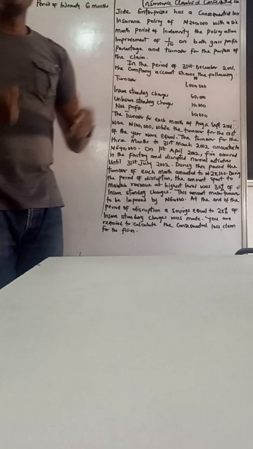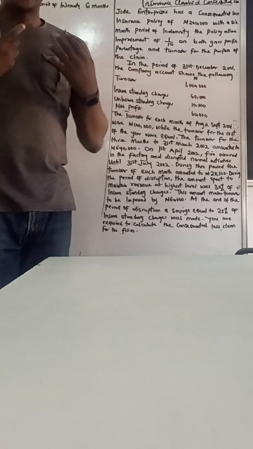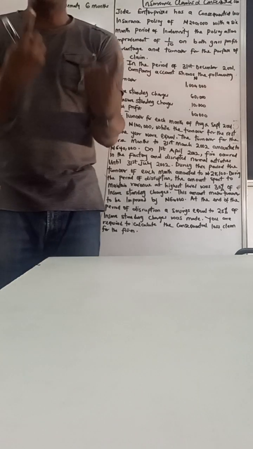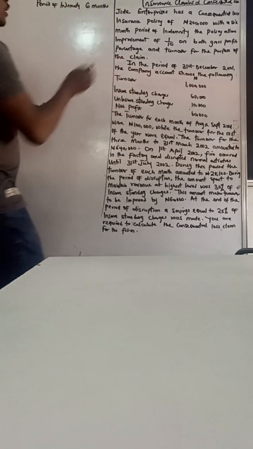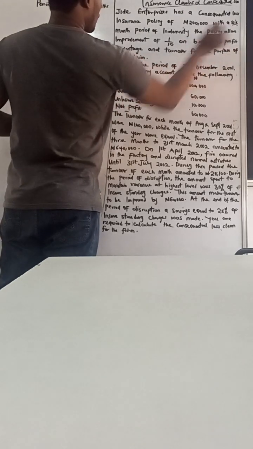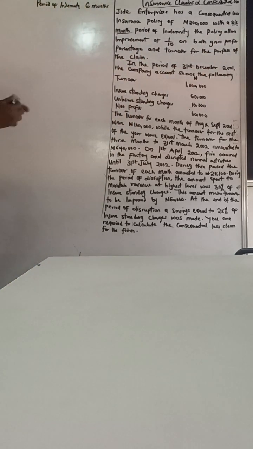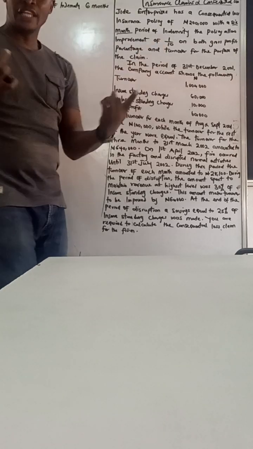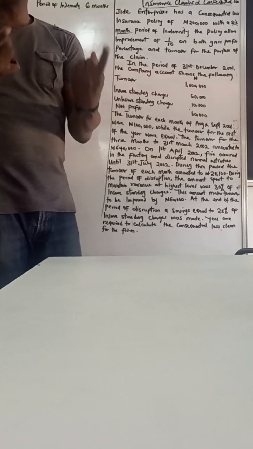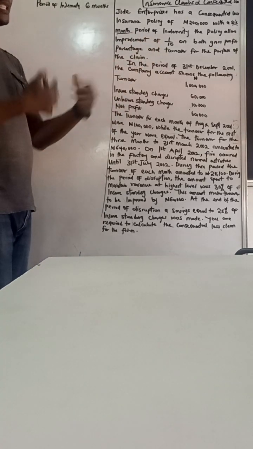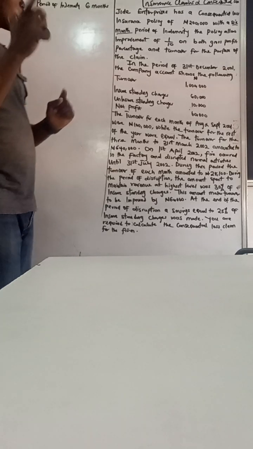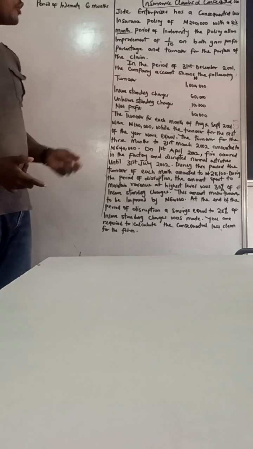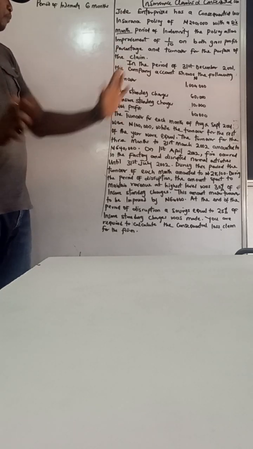If you recall, in my previous videos, I explained that the period of indemnity is given in the introduction of the question. Now look at it: for 6 months. Improvement of 1/10. I said it might be given in fraction or in percentage. This one is given in fraction, which is the same as 0.1. Take note: on both gross profit percentage and turnover for the purpose of the claim. Do you see it now?